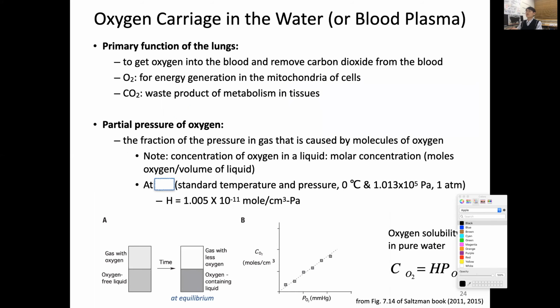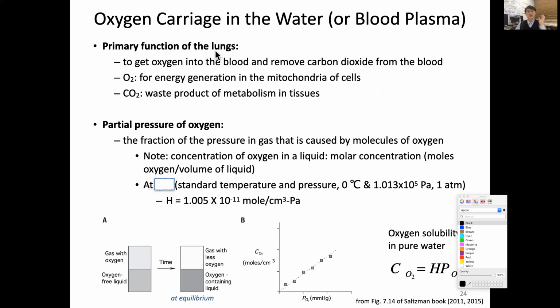So now we will consider oxygen carriage inside the water or blood plasma. As you know, almost half of our blood is RBCs, which we call the hematocrit. When you collect blood and centrifuge it, the RBCs and cells will settle down, while the clear liquid fluid we call blood plasma. That's mostly water content. So the oxygen carriage in water is almost the same as in blood plasma.